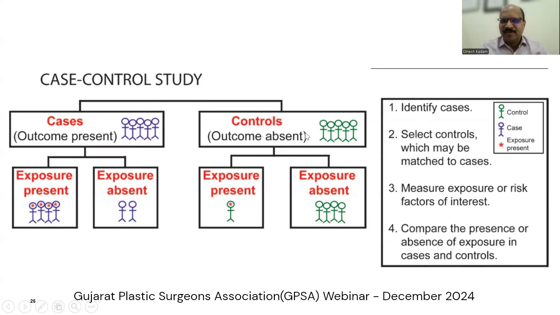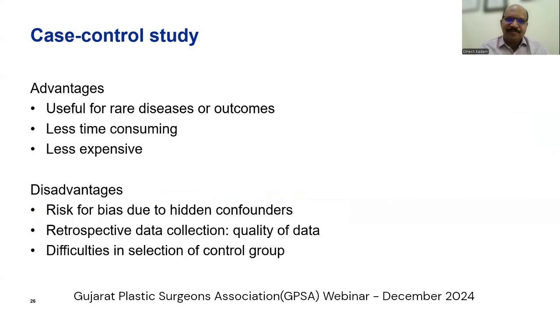So this is how, because we already have the outcome, you can compare the outcome group with the control group which doesn't have an outcome, and then study both for risk factors, which will give you the possible risk factors. That is a case control study. The advantage is it's useful, especially for rare disease and outcome, and it is less time consuming and less expensive. At the same time, there is a risk of bias, recall bias, difficulties in selection of control groups, and data problems and all that.